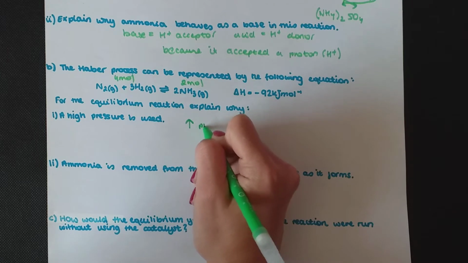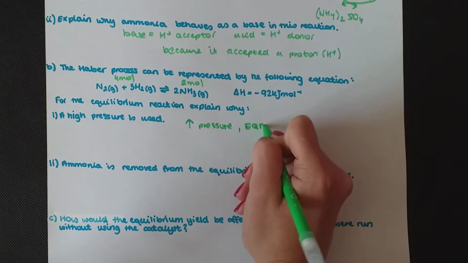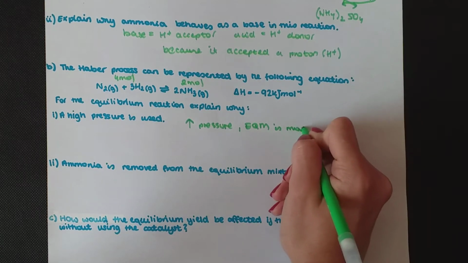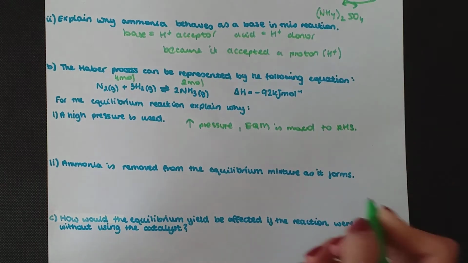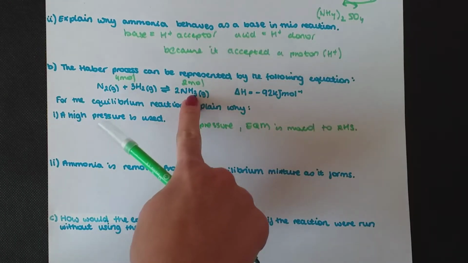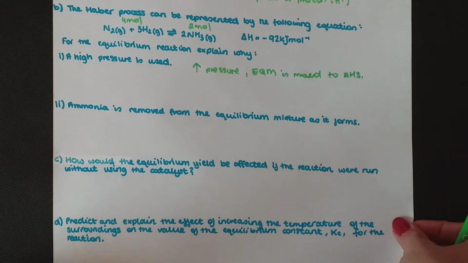So increased pressure, equilibrium, just a short for equilibrium, is moved or shifted to right hand side. And this is because the number of moles on the right hand side is smaller than the number of moles on the left hand side.